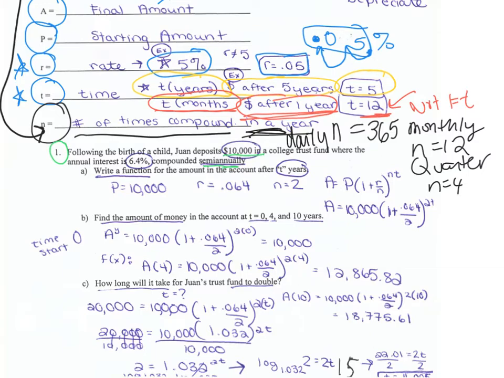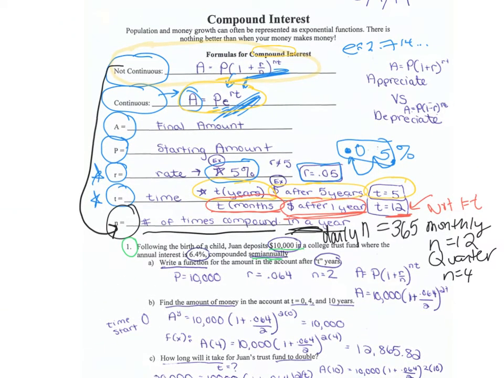So the first part is you need to figure out, is it continuous or non-continuous? Now, when it says it's compounded semi-annually, quarterly, we know that it is the non-continuous formula. That's important that you figure that out first. So we know that it's A equals P times the quantity 1 plus r over n, raised to the nt.